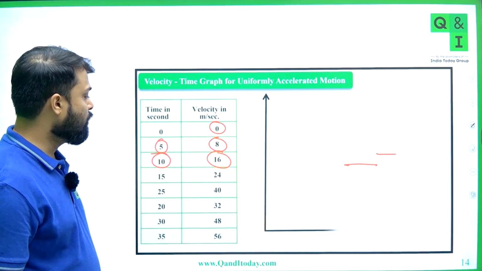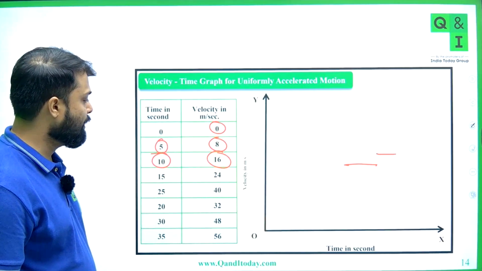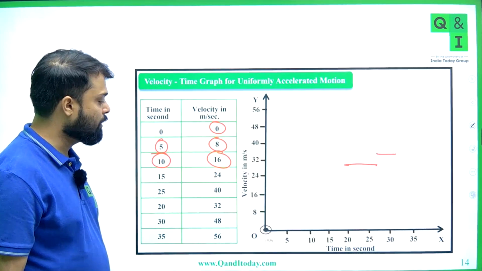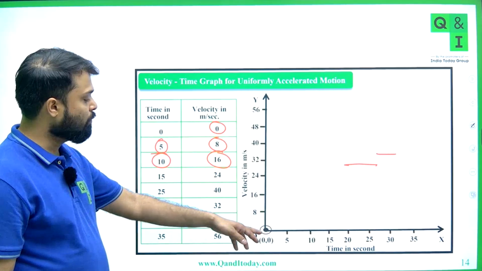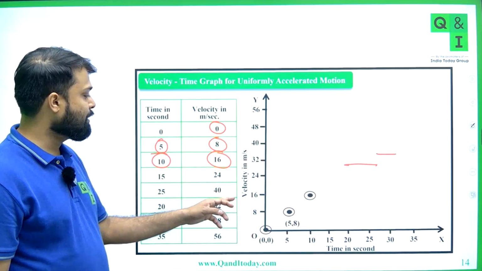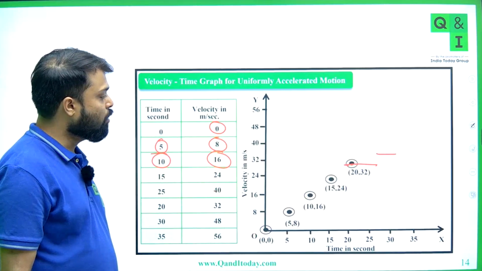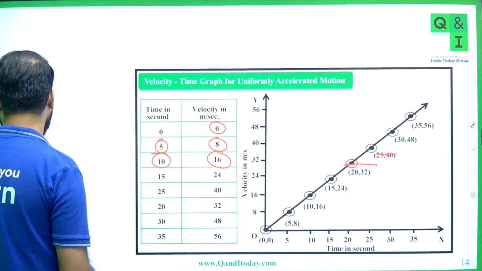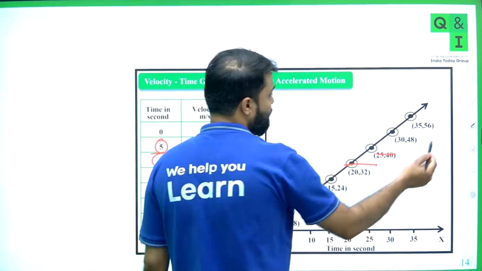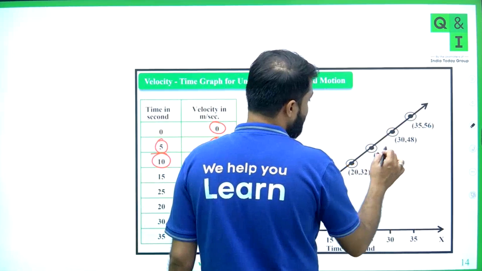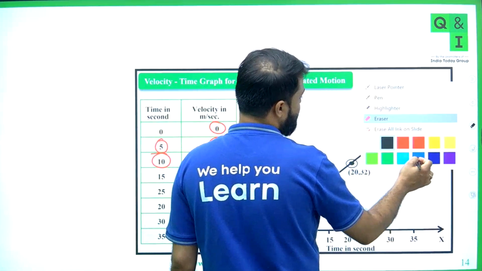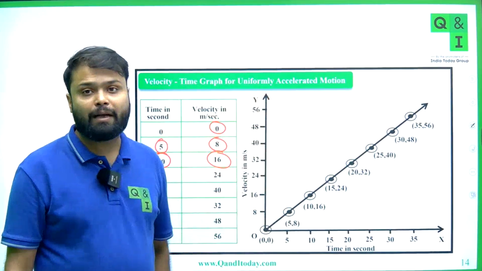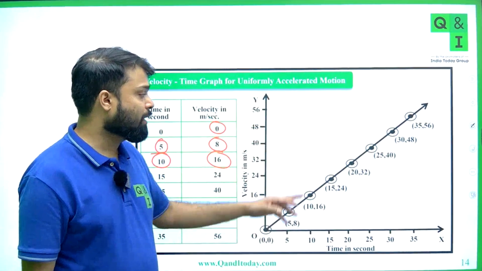Now if we plot the graph, x-axis, y-axis, on x we take time, on y we take velocity. Given are the values here. Initially the body is at 0 comma 0, then after 5 seconds it is at 5 comma 8. Similarly we take all the values on the graph. Now if we connect these points, again we get a straight line. Can anyone tell me by observation what is the meaning of a straight line here? The velocity time graph for uniformly accelerated motion is a straight line.